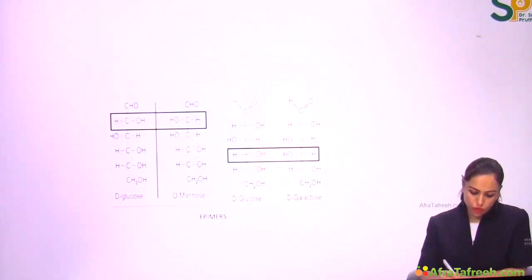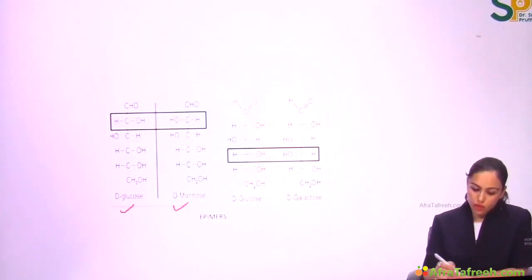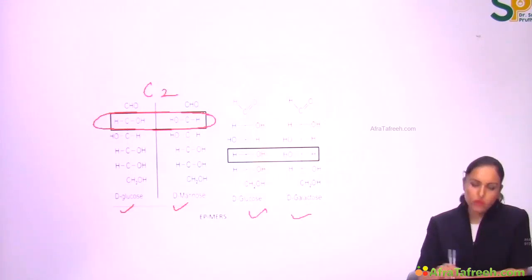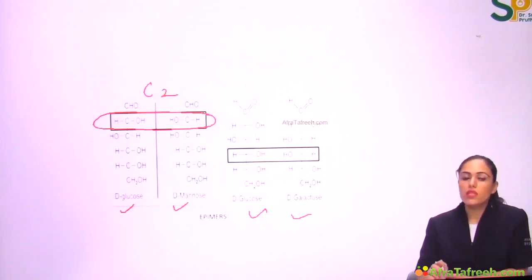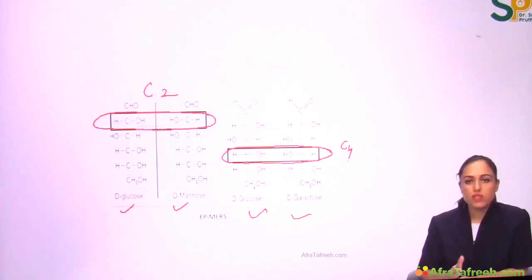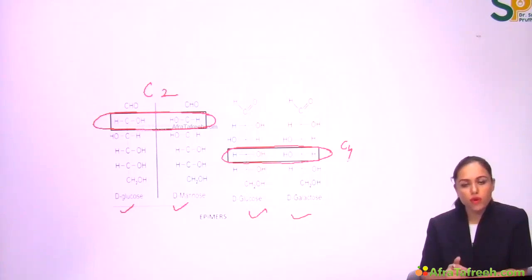See the structure of glucose. Glucose is written here, mannose is written here. If you compare the structure of glucose and mannose, you can see that the H and OH orientation is different around C2. And when you compare the structure of glucose and galactose, you can see that the H and OH orientation is different around C4. So can I say mannose is an epimer of glucose at C2 and galactose is an epimer of glucose at C4?